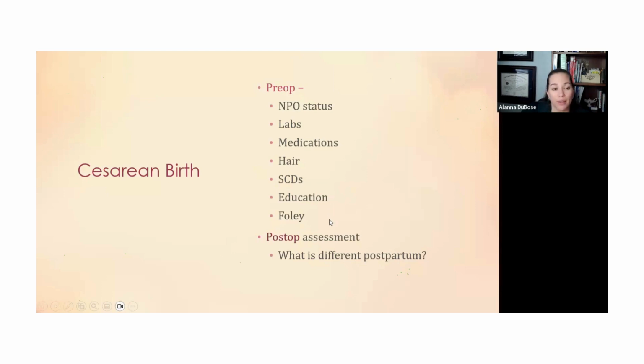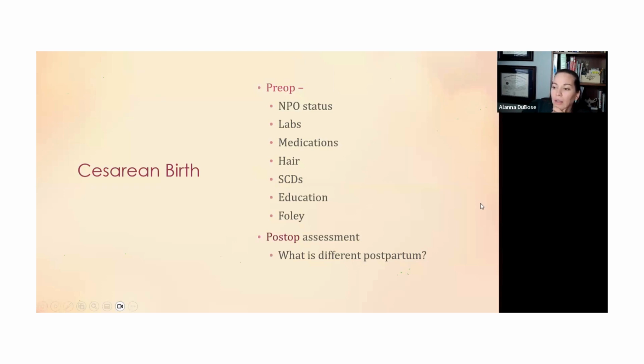She needs a Foley catheter too. Most of the time we do that after the spinal is already done, or if she already has an epidural, they may dose the epidural to get her numb enough for the C-section. So I would say most facilities do the Foley after she's already numb, so it's not another thing she has to stress about.